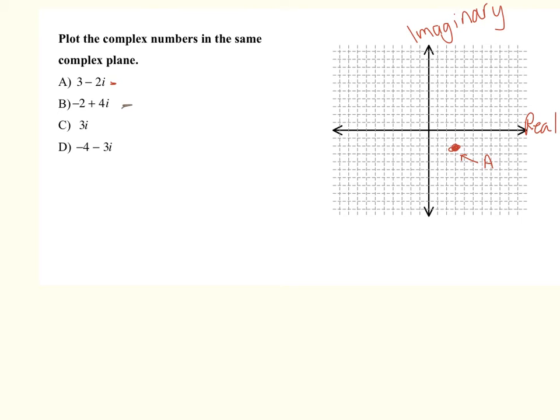The next one says negative 2 plus 4i, so the real part is negative 2, meaning I'll go to the left 2. The imaginary part is 4, so I'll go up 4. And there's my point for letter B.